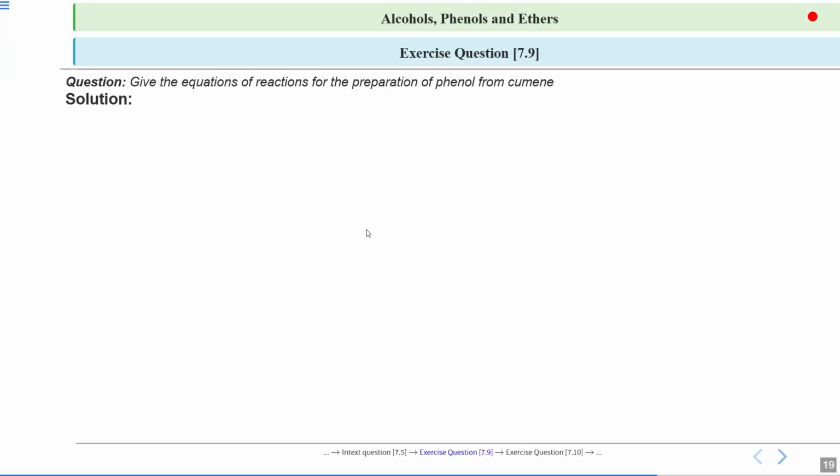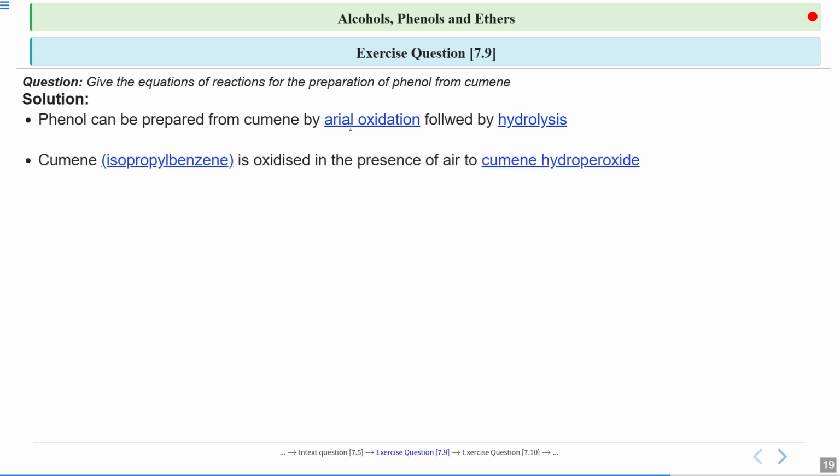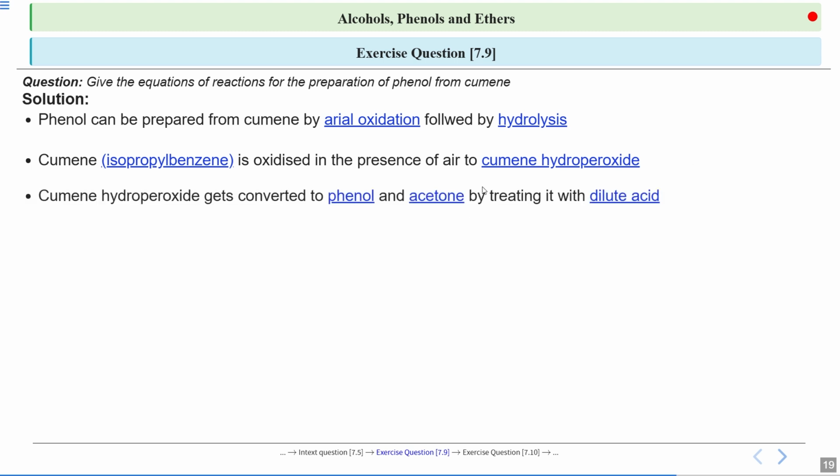Okay, so we see how from cumene we get phenol. Phenol can be prepared from cumene by aerial oxidation, which is followed by hydrolysis. Cumene, which is called isopropyl benzene, is oxidized in the presence of air and gives cumene hydroperoxide. Then this cumene hydroperoxide gets converted to phenol and acetone by treating it with dilute acid.